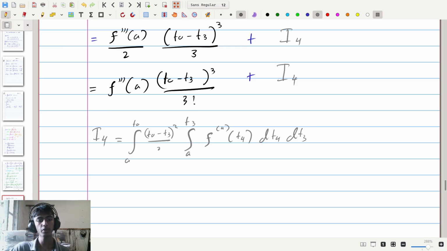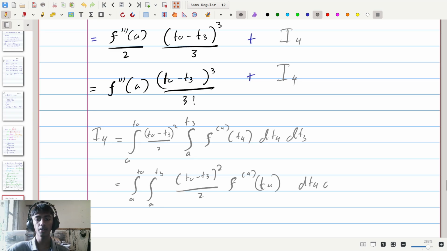Here what I'm going to do is change the variables. First off, I'm going to take this into here. Since t4 is independent of this expression here, it's a constant, so we can take it inside without a problem, which means this integral is now going to be equal to the integral from a to t0 of the integral from a to t3 of (t0 minus t3) squared over 2 times f fourth of t4, integrated dt4 dt3.